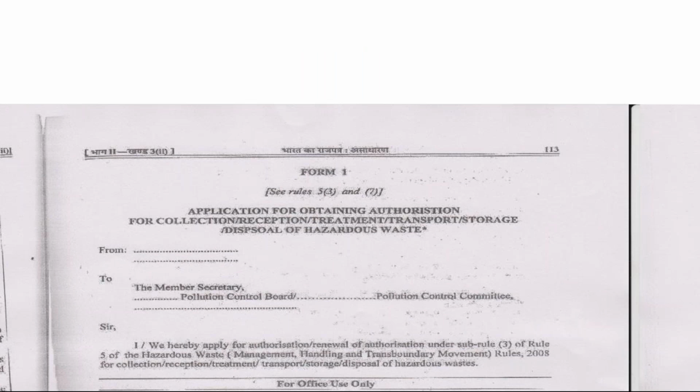So this is the Form 1. Rule number 5, 3 and 7. Application for obtaining authorization for collection, reception, treatment, transport, storage, disposal of hazardous waste. I'm not going to discuss all the details of this Form 1. You can understand from the title itself that this is the application for obtaining the authorization for collection, reception, treatment and transport, storage and disposal of these hazardous wastes.